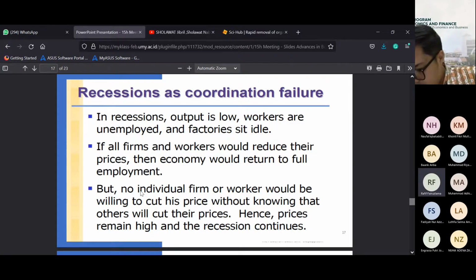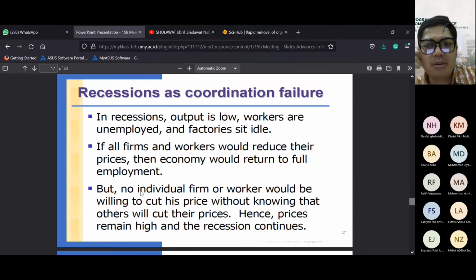Okay, recession as coordination failure. In recession, output is low, workers are unemployed, and factories sit idle. If all firms and workers would reduce their price, then the economy will return to full employment. But no individual firm or worker would be willing to cut his price without knowing that others will cut their price. Hence, prices remain high and the recession continues.